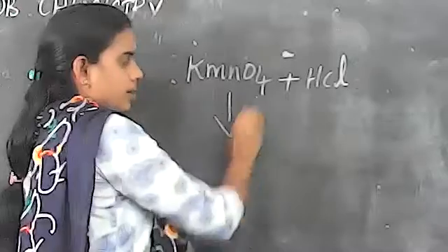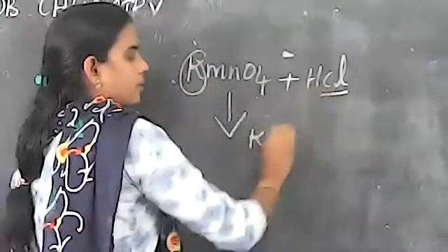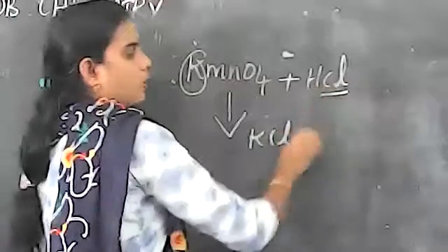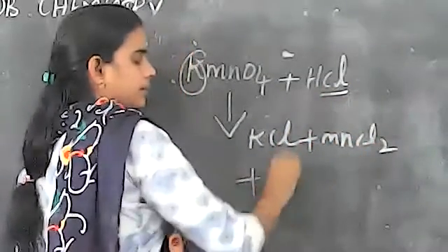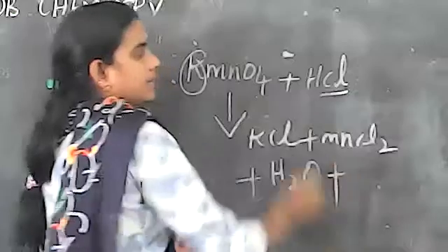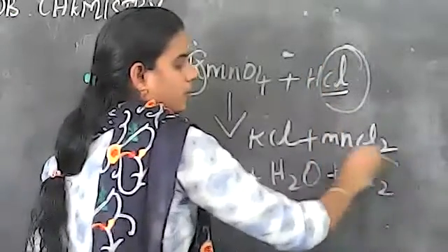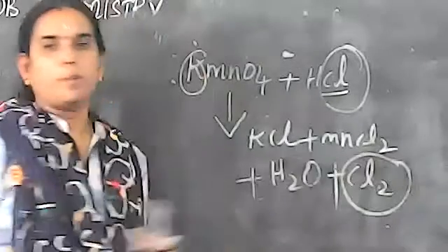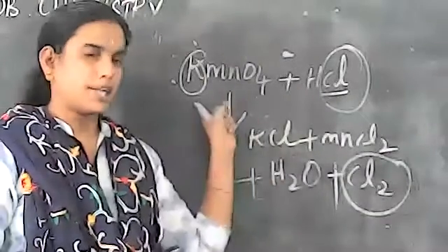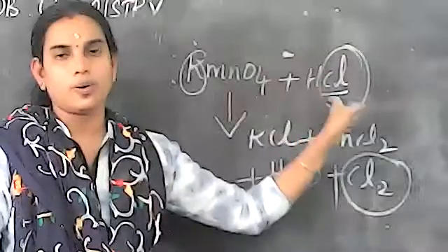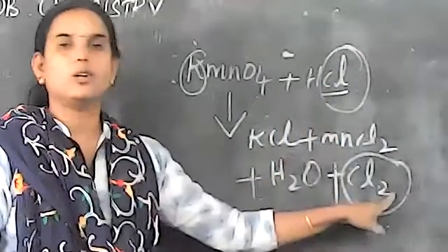After the reaction, we can obtain potassium chloride, manganese chloride, along with water, and the important one is chlorine gas. So this way we can obtain chlorine gas. So what is the preparation of chlorine? When potassium permanganate and hydrochloric acid are combined together, they form chlorine molecule, chlorine gas.